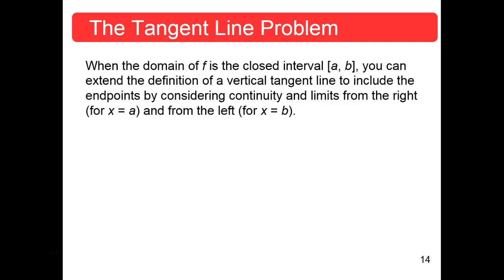All right, when the domain of f is a closed interval, a to b, you can extend the definition of a vertical tangent line to include the endpoints by considering continuity and limits from the left for x equals a and from the right for x equals b. But you don't have the whole thing. You have to just have one-sided limits there, and anything in between, two-sided limits. Okay.